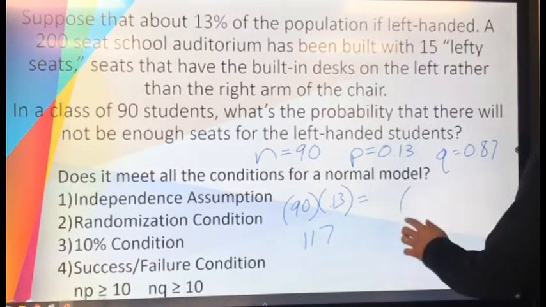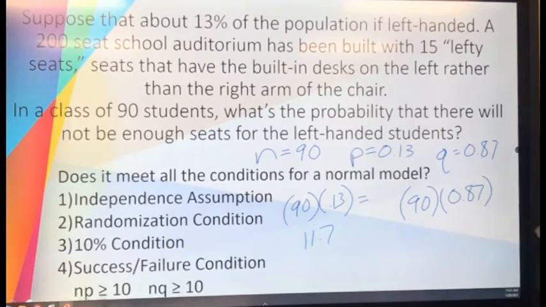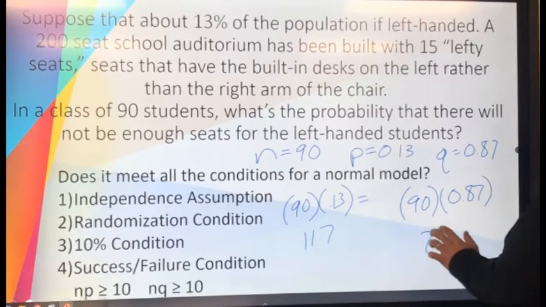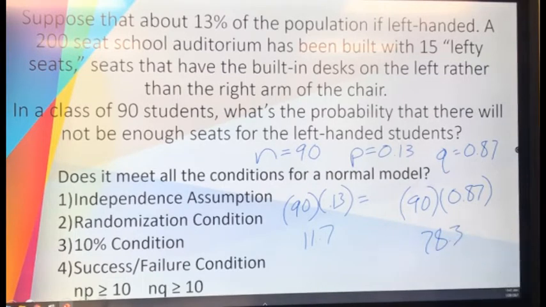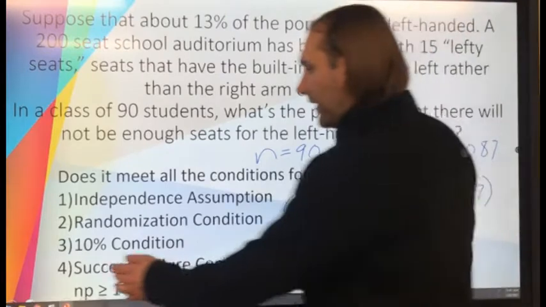Now my failure. 90 times 0.87 is 78.3. So yes, that is greater than 10 as well. So I meet my success-failure condition, which means I meet all of my conditions. So I can go ahead and assume this follows a normal model.